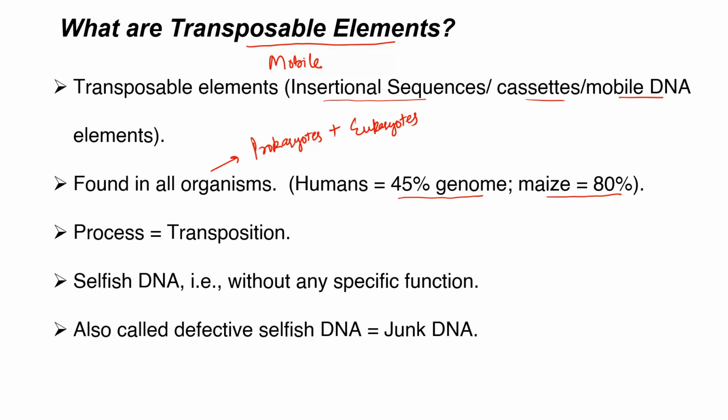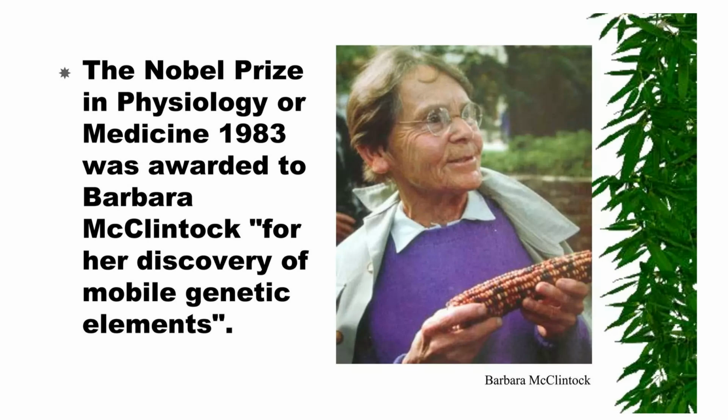Because of the lack of any specific function, they are also referred to as defective selfish DNA or simply junk DNA. That means they are without any purpose. Transposable elements were first discovered by Barbara McClintock in 1983. She got the Nobel Prize for their discovery. She discovered them in maize, as you can see in her photograph holding maize.